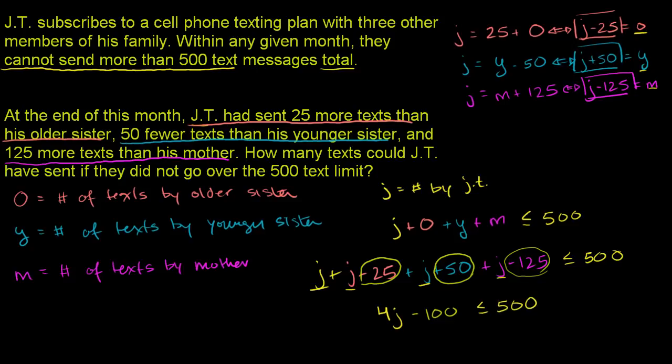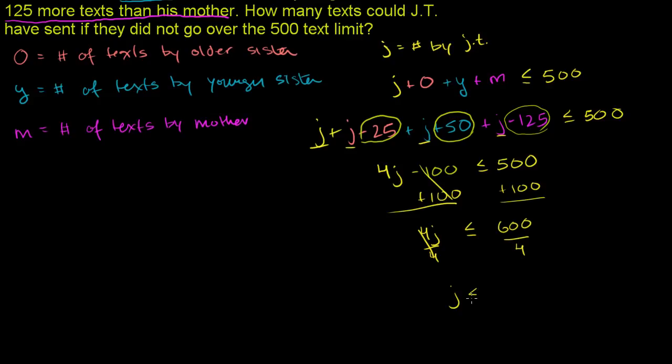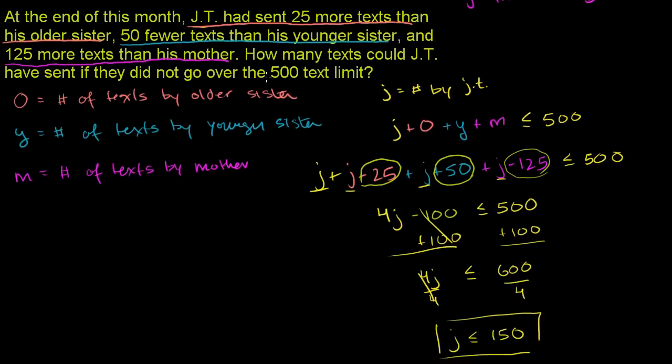And now this is a pretty straightforward inequality. Add 100 to both sides, and we get 4J is less than or equal to 600. Divide both sides by 4. Don't have to worry about the inequality since 4 is a positive number. And we get J is less than or equal to 150. So JT had to send 150 or fewer texts in that month in order for all the constraints to match up and for the family as a combined unit to send less than 500.